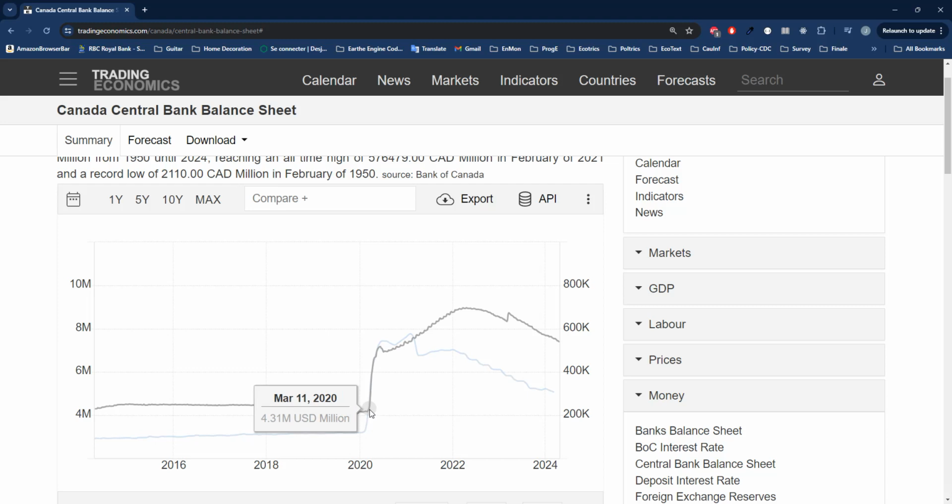You can see what happened during COVID. You can clearly see that a lot of money was injected into the system to fight against it, and you can see what is happening. It's going down. They are trying to take out money. Why are they trying to take out money? Is it because of inflation? That's up to you to decide.